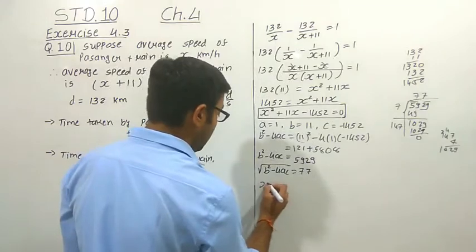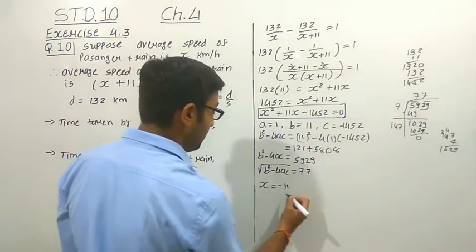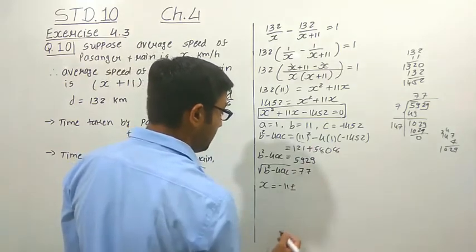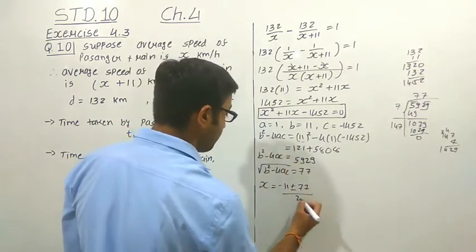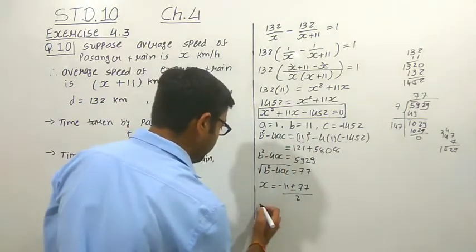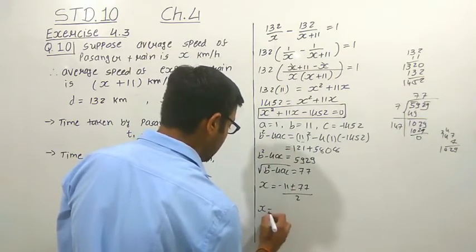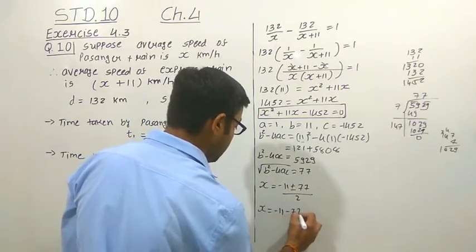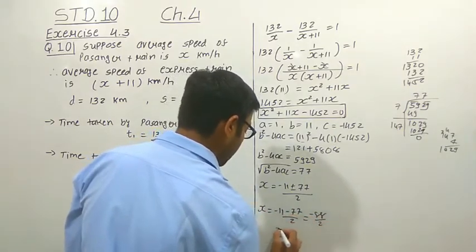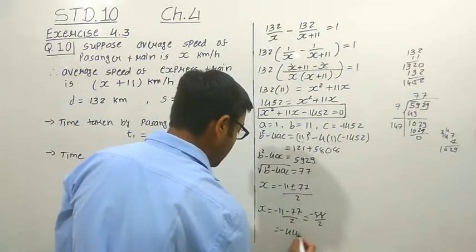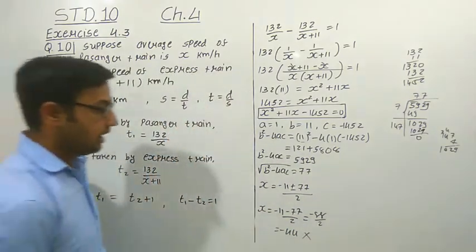Now we know that the value of x we can write down as negative b, that is equal to negative 11, plus minus the square root of the discriminant, 77, upon 2a. 2a means 2. So now two values of x we can write down. The first value of x is x equal to minus 11 minus 77 upon 2, that is minus 88 upon 2, and here we get minus 44. Actually this is not possible because this is negative, speed cannot be negative.